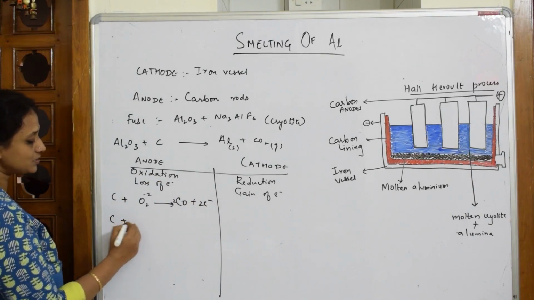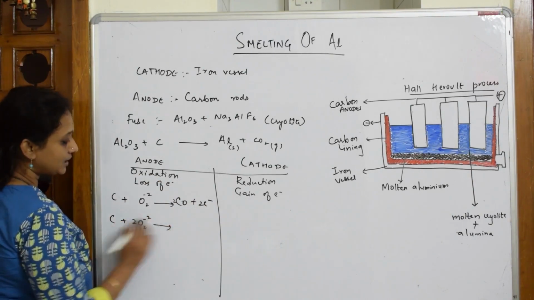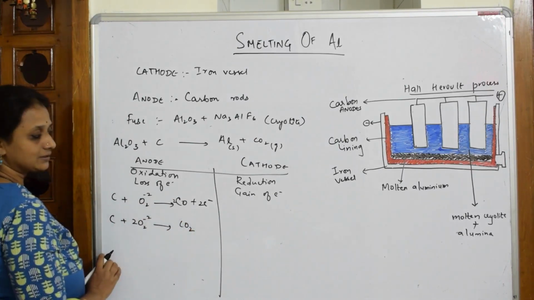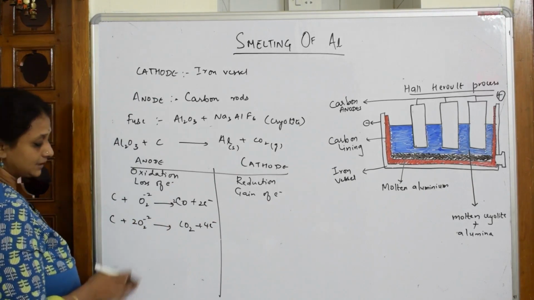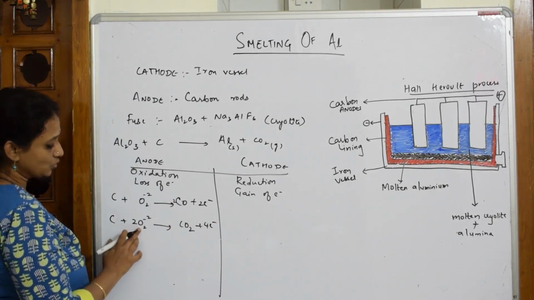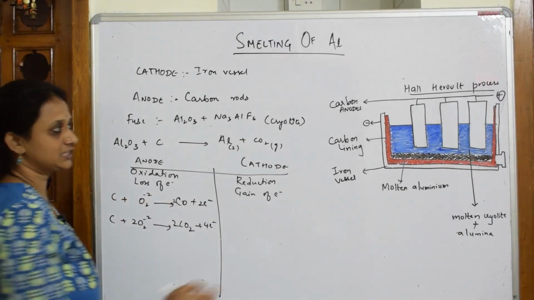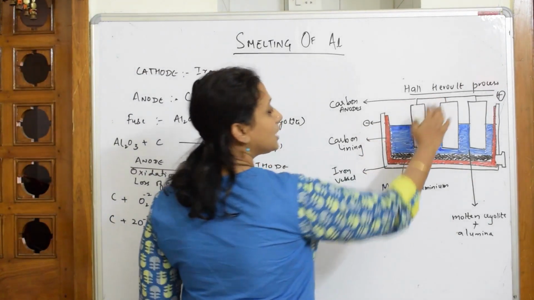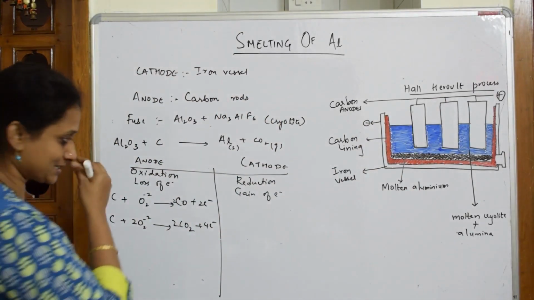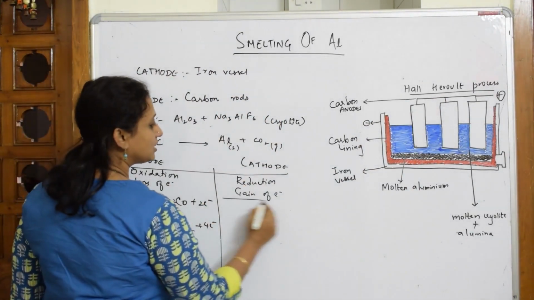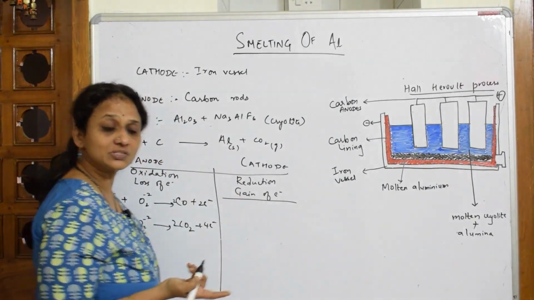Now further, suppose if I take 2 moles of oxygen, it's going to combine and form carbon dioxide. And 2 into 2, 4 electrons are released. So there is loss of electrons at this part. Now what happens? From the anode, the electron starts moving towards the cathode. Now what is there at the cathode? Gain of electrons, I said. So which will accept those electrons?